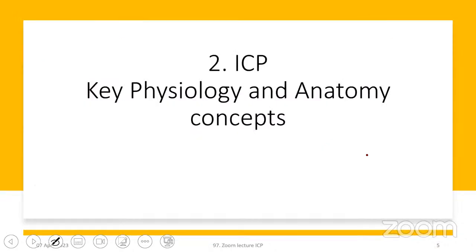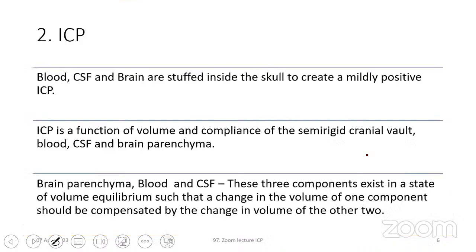The key physiology and anatomy concepts. The blood, CSF, and brain are stuffed inside the skull to create a mildly positive intracranial pressure. This is a function of volume and compliance of the semi-rigid cranial vault, in which the blood, CSF, and brain parenchyma are stuffed. These three components exist in a state of volume equilibrium such that a change in the volume of one component should be compensated by change in the volume of the other two.